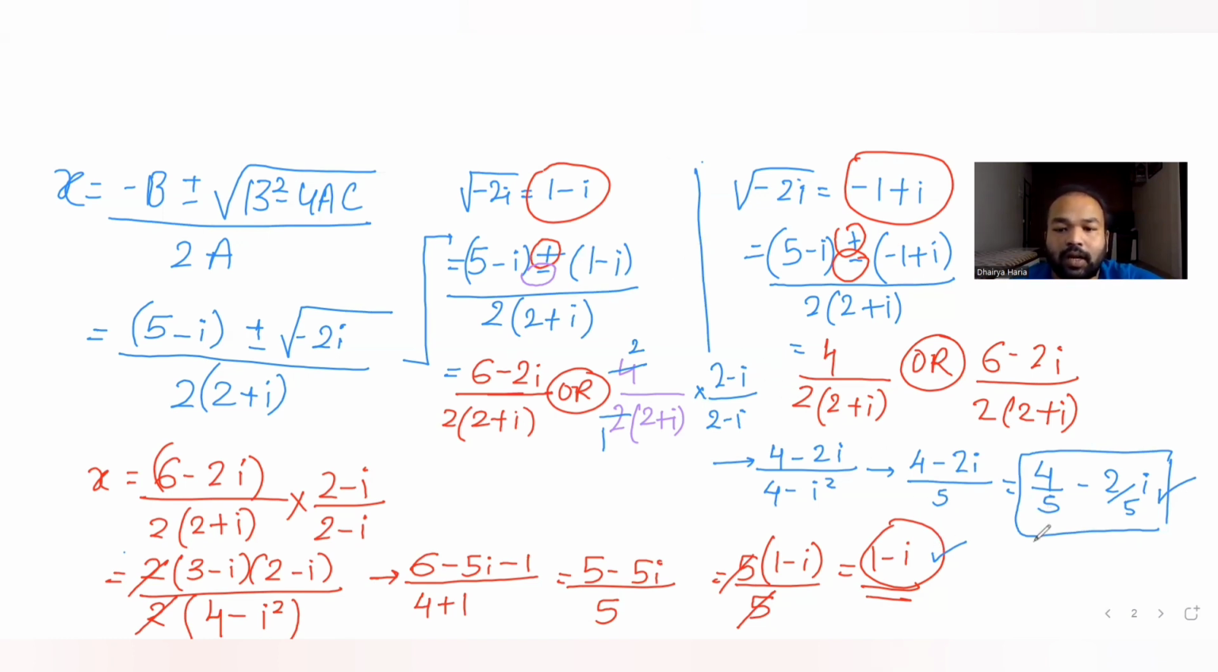So let's understand what were the roots. The first root was 1 minus i, and second root of this given question was 4 by 5 minus 2 by 5 i. So this is how you solve this type of questions which involve complex coefficients in a quadratic equation. I hope you understood this.